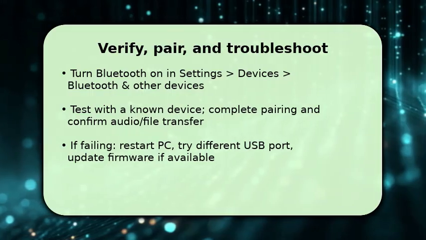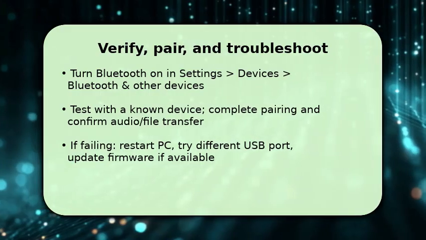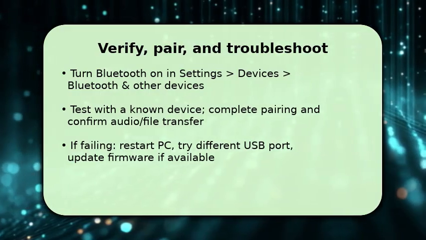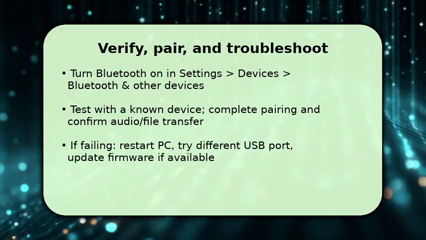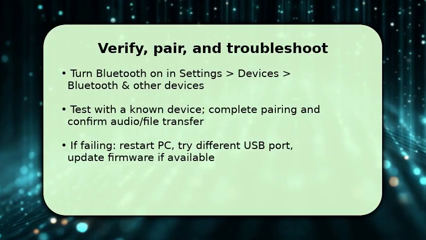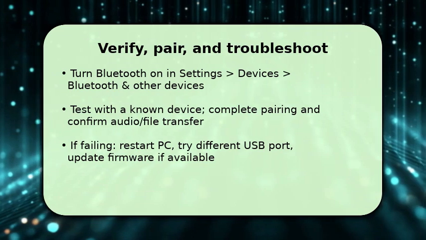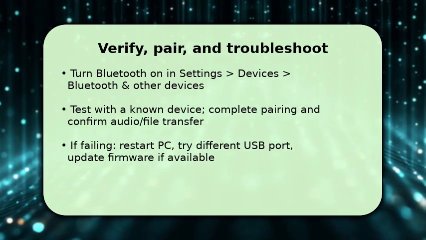If pairing fails, restart the PC and retry. Also try a different USB port for a dongle or temporarily disable Wi-Fi to rule out interference. One key troubleshooting tip: update the adapter firmware if the manufacturer provides it. This often fixes persistent connection or stability issues.